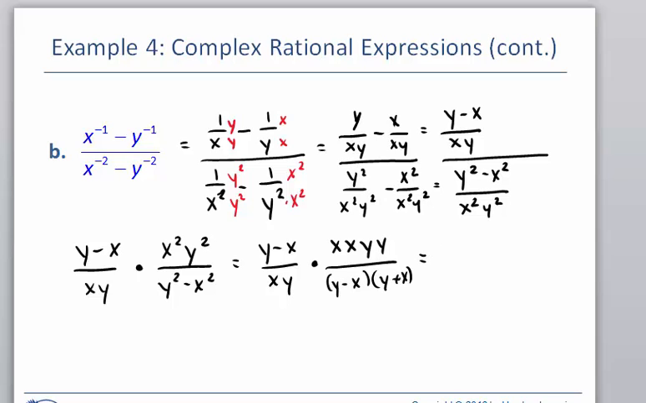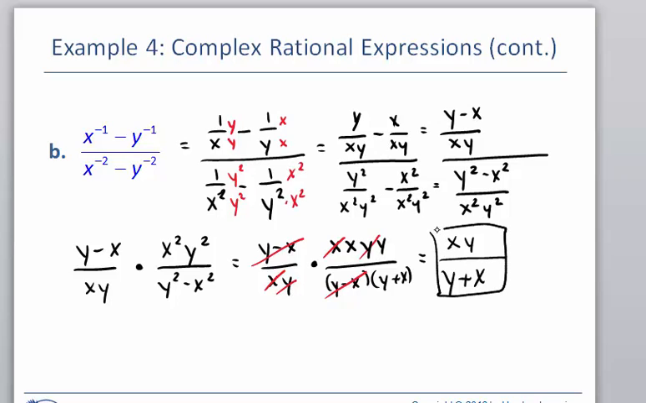And so let's look at what will cancel. One of these x's is going to cancel with one of those x's. One of those y's cancels with one of those y's. The y minus x cancels with the y minus x. And so what are we left with? We have an xy on the top, and we have a y plus x on the bottom. And so that will be our final answer for simplifying this complex rational expression.